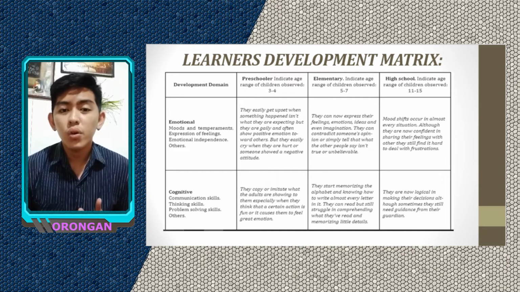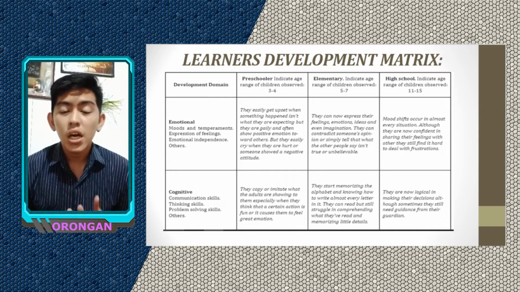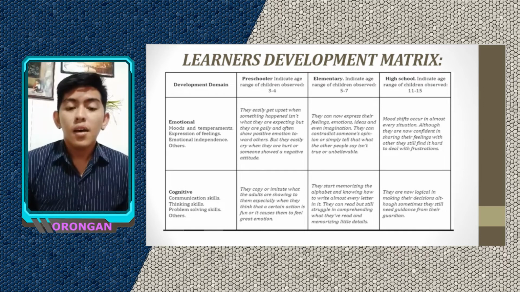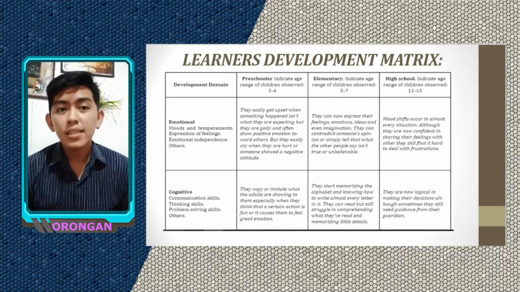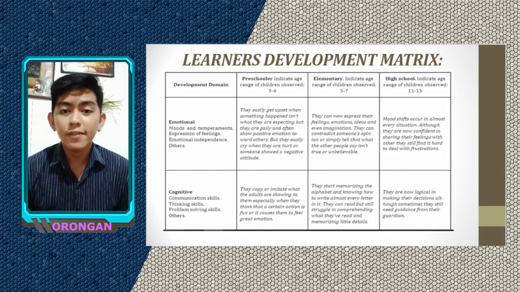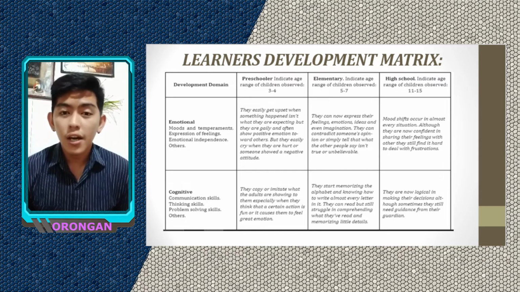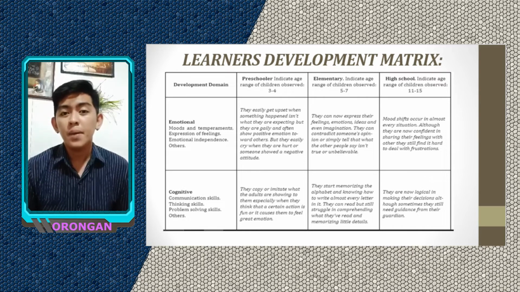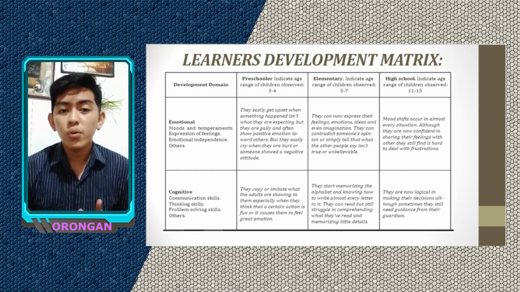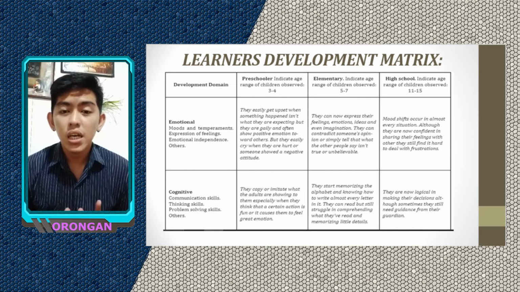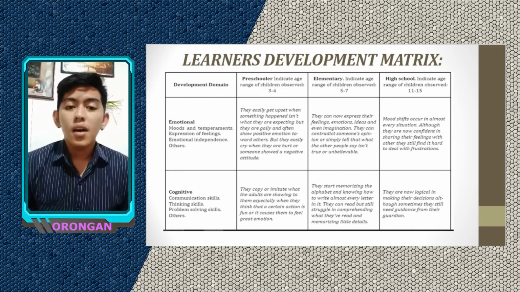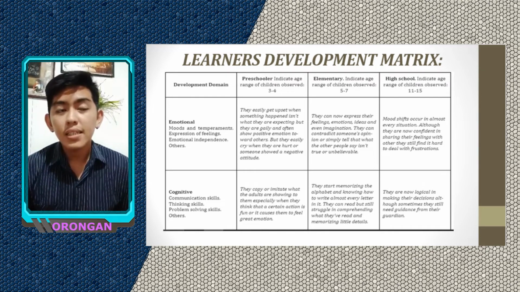Another table, as you can see, there are the salient development characteristic. So the level, the preschool, the age range of learners observed from 3 to 4 years old. So as you can see, the salient characteristic observed and the implication to the teaching learning process. So yun na nga yung ginawa natin, observe tayo sa ating ginawang activity.